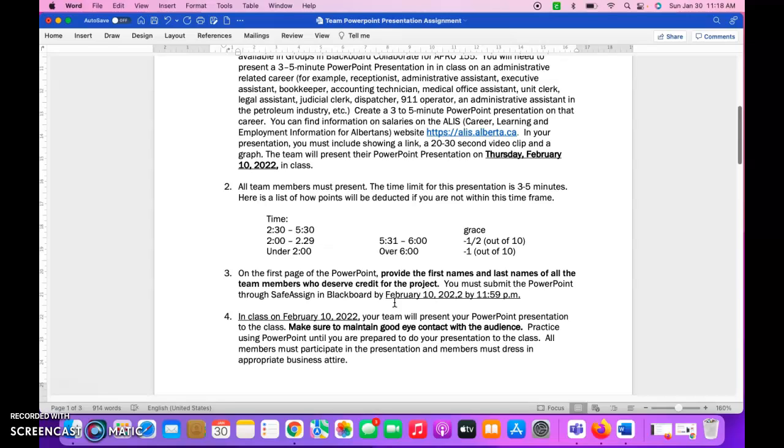On the first page of the PowerPoint, be sure to provide the first names and last names of all the team members who deserve credit for the project. Now, if there was a team member who didn't pull their weight and did not participate, I'll be looking to see whose names are on that first page of the PowerPoint. If a student's name is missing, we will address that.